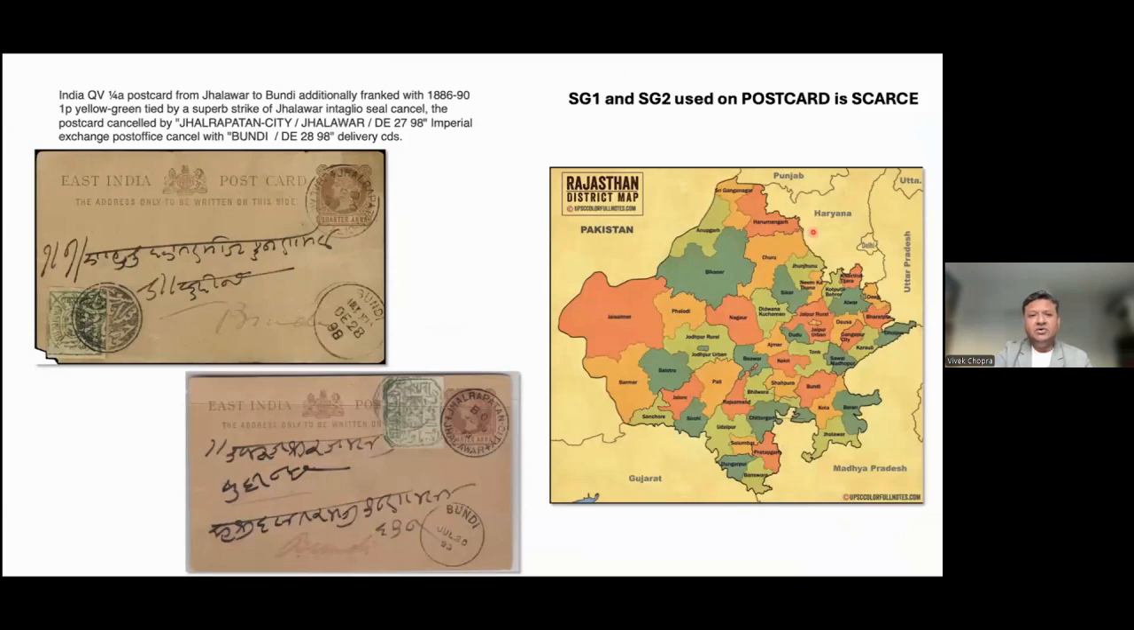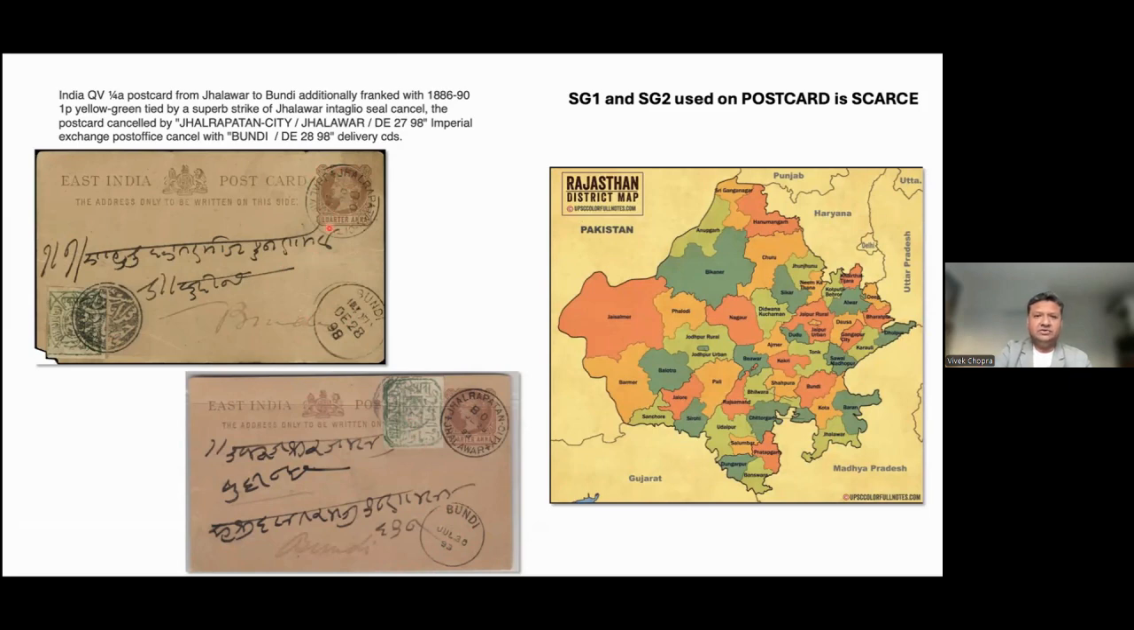Here you see more examples of these SG1 as well as SG2 issues used on imperial postcards, right? And you can see that, for some reason, both of these postcards were actually going outside the state. So they were going from Jhalawar to Bundi here, right here. So you see the Bundi cancel in both of these, right? So that's why it is being used on an imperial postcard.